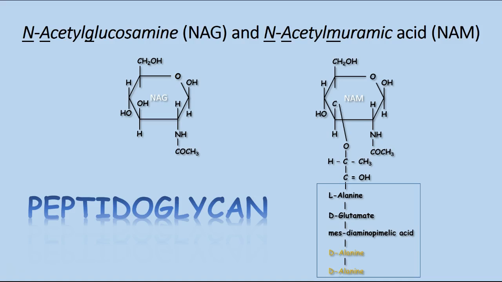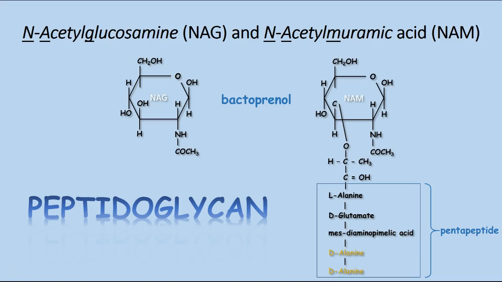Peptidoglycan is going to consist of the monomeric sugars known as N-acetylglucosamine, or NAG, and N-acetylmuramic acid, or NAM. NAM is going to be covalently linked to a pentapeptide, 5 amino acids. This sequence of the 5 amino acids will vary between different species of bacteria, but they will all end in 2 D-alanines. The only exception is the final D-alanine is replaced by D-lactate.